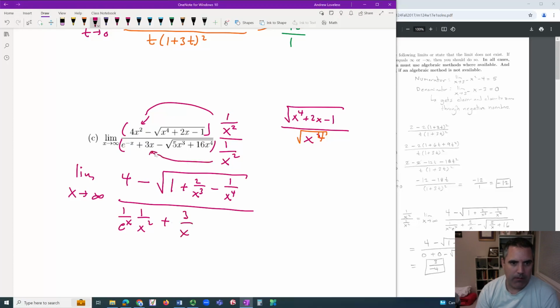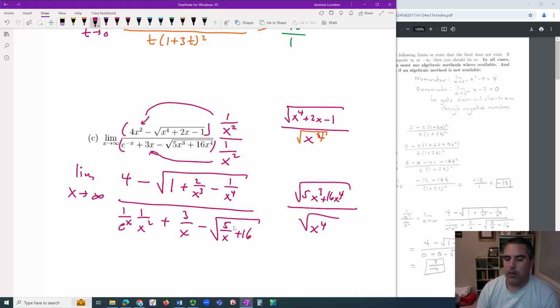And then I'm going to have 3 over x. That's in this spot. And then we're going to play this same game with 5x cubed and 16x to the fourth. I'm going to divide by x squared, which is the square root of this, x to the fourth. We're going to put it all under a square root. So we have minus the square root of 5 over x. So that's hard, but you would know that's coming if you were preparing.